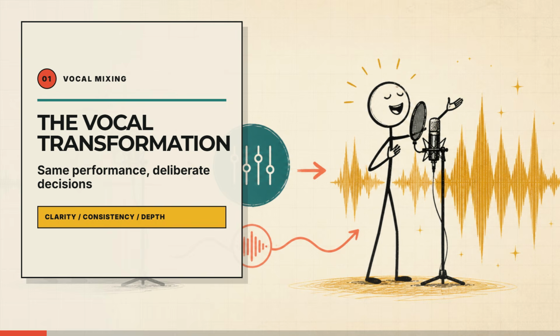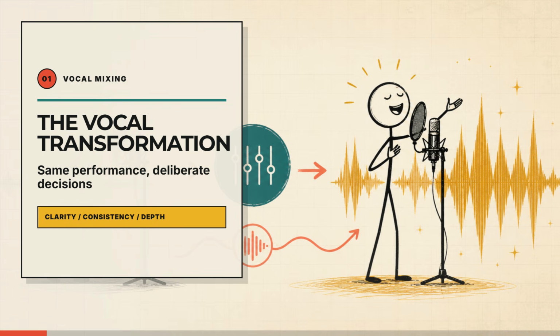Processing cannot replace a great take, repair every room reflection, or create emotion that was never performed. But it can help a usable recording sit naturally inside a finished production. In this video, you will learn 10 practical techniques for doing that. We will use familiar tools: de-essing, equalization, compression, parallel density, reverb, delay, automation, mono checks, and references.